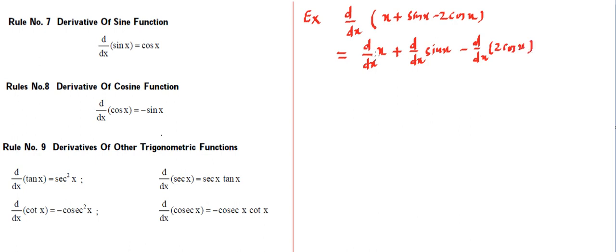Making sense? Now we can apply the individual rules. Differentiation of x with respect to x comes out to be 1, plus differentiation of sine x with respect to x, that's this formula, which leads to cos x, minus 2, which can be taken outside because it's a constant, and then the differentiation of cos x is minus sine x, so you can place a minus sine x, and then this minus and minus will become plus, so that will become your answer. So ultimately we can say the answer is 1 plus cos x plus 2 sine x.